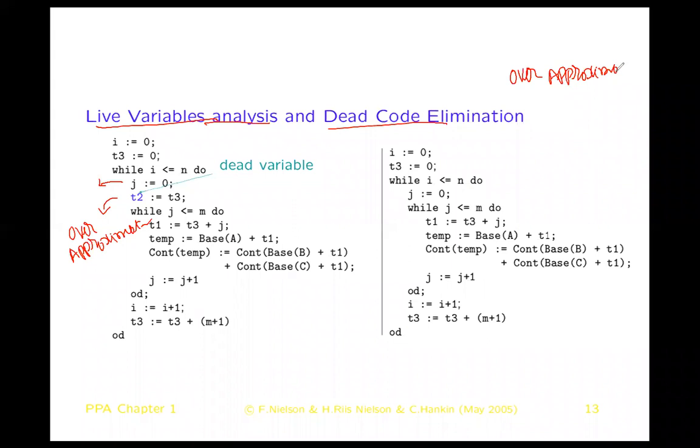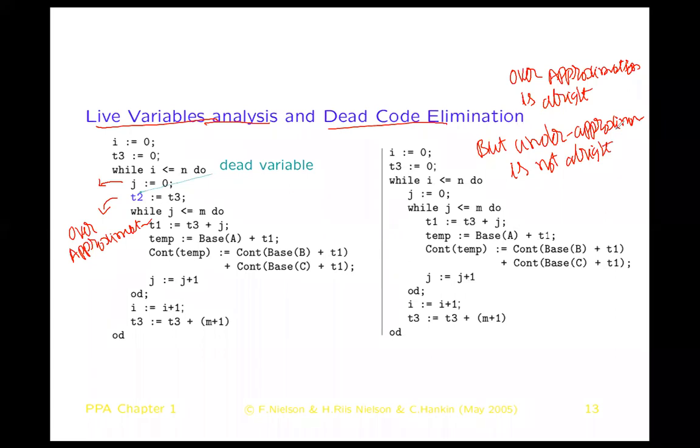Over approximation is all right, no problem. You lose an optimization opportunity, but under approximation, you should not do it, because it violates the program semantics.